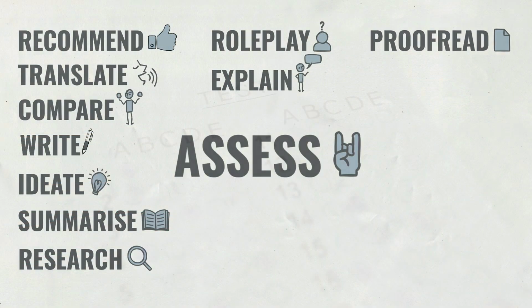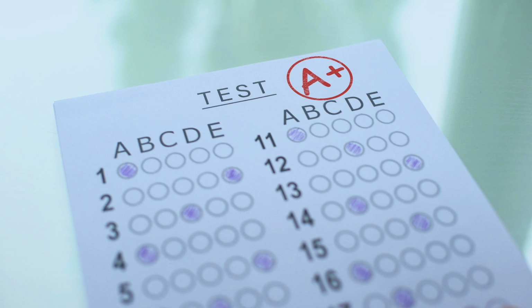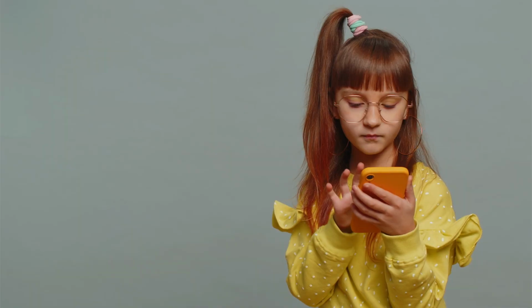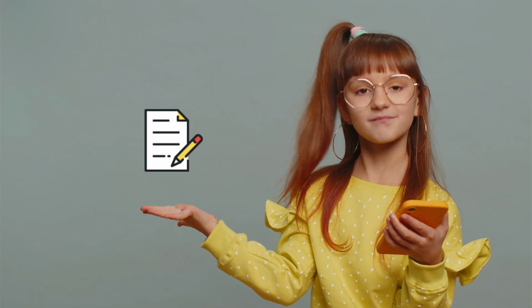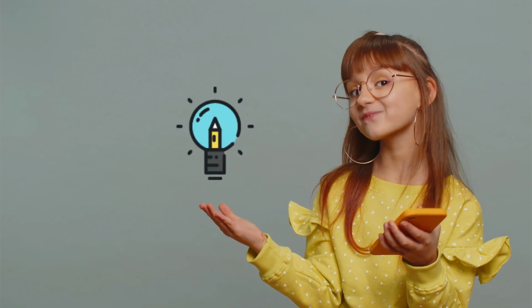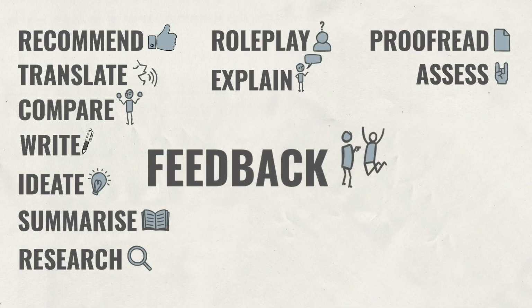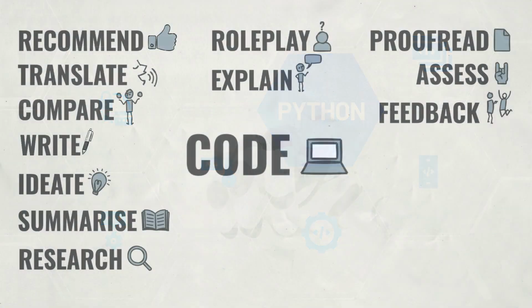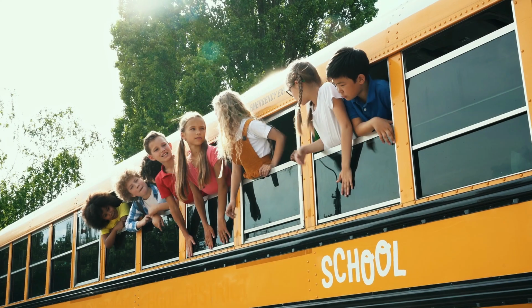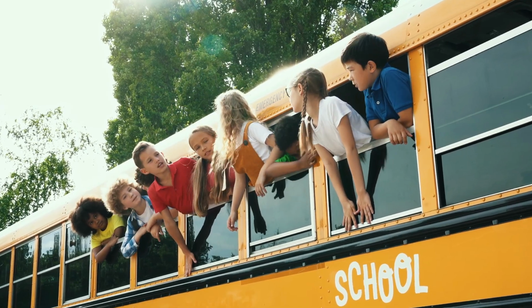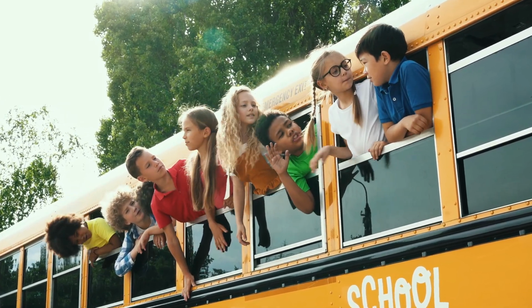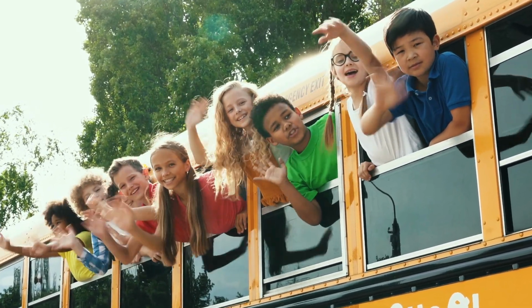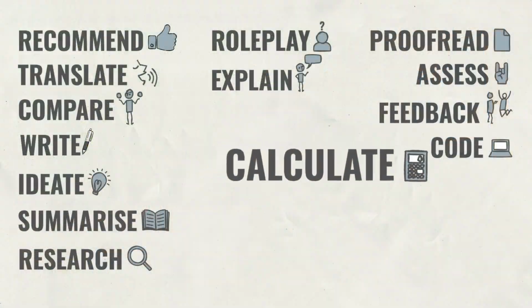Assess. Understood. Using the rubric provided, I'll assess the quality of this essay response and assign a grade. Feedback. Of course. I'll write 2 paragraphs of feedback. The first identifying how the candidate has successfully met the required criteria, and the second suggesting ways that the response can be further improved. Code. I'd be happy to code a Python script to read and analyze data from the attached spreadsheet. Calculate. I've calculated the total cost of the proposed educational visit detailed above. If students will be charged 50% of those costs, I've gone on to identify the charge per person, assuming 80 individuals attend. I've presented this as a step-by-step breakdown of costs.